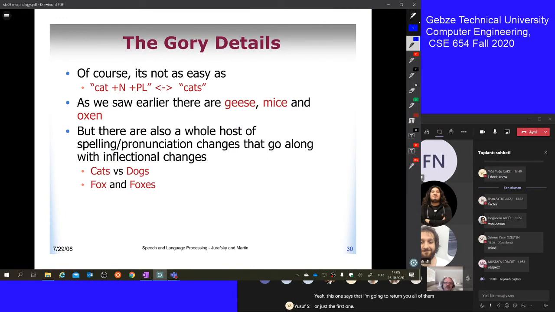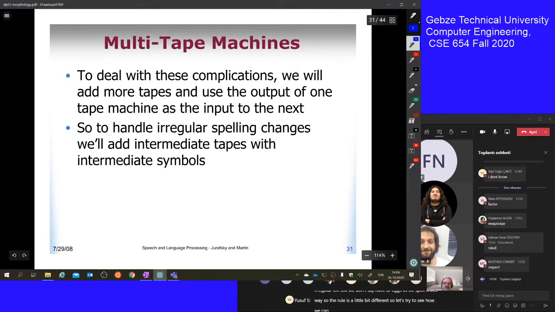Okay, so let's go back to our finite state transducer and let's try to deal with these kind of cases: geese, mice, and oxen. And also remember this one, cats and dogs are okay. Geese and mice and oxen are irregular words, so their singular and plural versions don't follow the rules. But fox and foxes are not irregular. Still, we don't spell it F-O-X-S, we spell it this way. So the rule is a little bit different. Let's see how we can do that kind of processing with the finite state transducers.